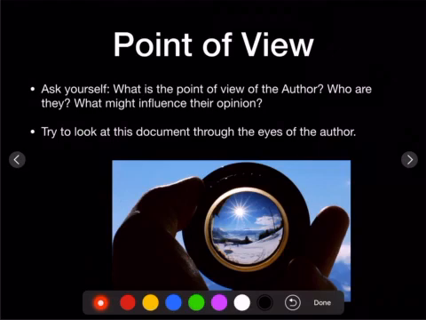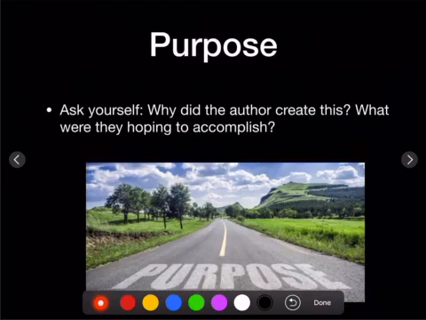Point of view. So what is the point of view of the author? Who are they, and what is influencing their opinion? You're just looking at this through the eyes of the author. What is the author thinking about the current state of the world? What would be pushing them to create a document? And what kind of background do they have that might influence them? So you need to know a little bit about the writer.